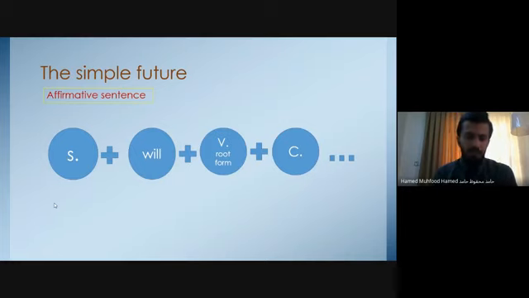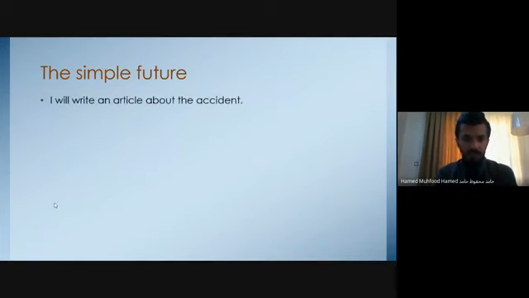And keep it in your mind that sometimes we have to use an adverb, and we are going to study the adverbs. Sometimes we have to use adverbs of the future, adverbs that refer to the future time, like tomorrow and next year, and something like that. So let us see these examples.